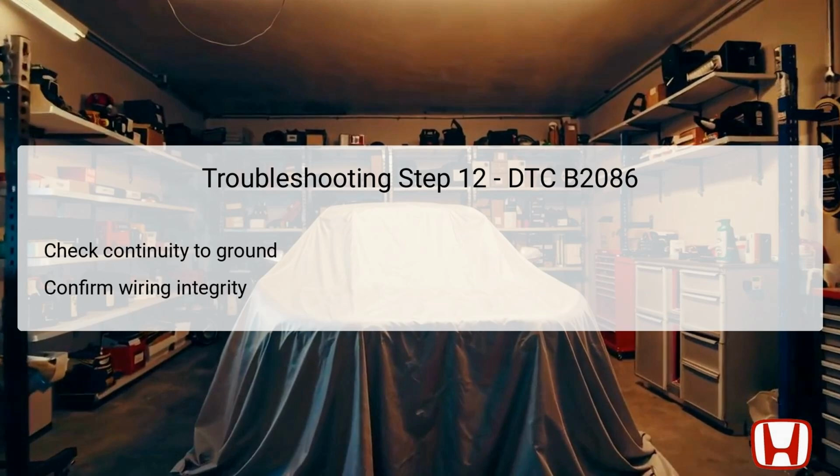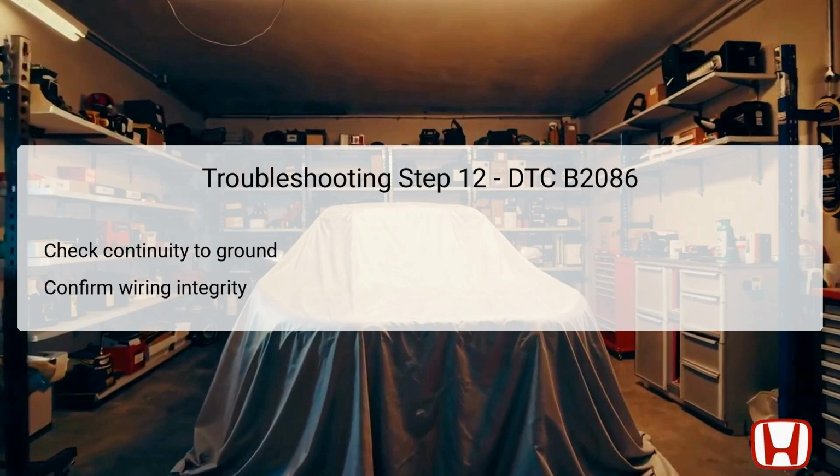During this step, you will examine continuity between the right power sliding door control unit, connector A terminal number 5, and body ground. Continuity checks are crucial for ensuring that the wiring is intact and capable of carrying signals. If continuity is found, this indicates that the wiring to the control unit is functioning correctly. Conversely, if no continuity exists, this points to a potential wiring fault, which would need to be repaired.